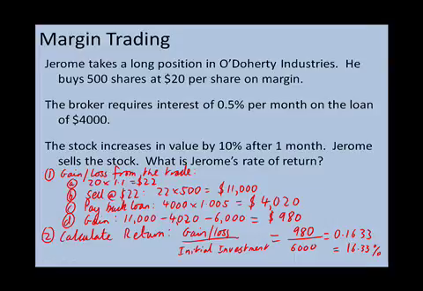Look what happens when we are margin trading. The stock increased by 10% during the month, but Jerome earned 16% in the month. This was because he was using margin trading, or leverage. And leverage meant that he could increase the size of his positions. If he hadn't been using leverage, he would only have been able to trade $6,000 worth of the stock. But because he could borrow money from the brokerage, he could trade more.